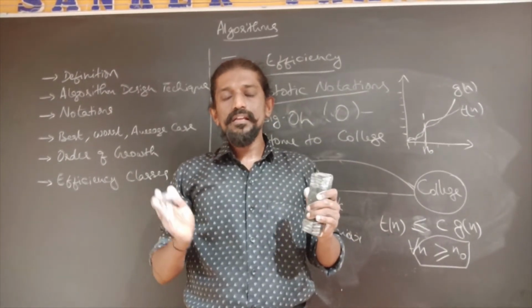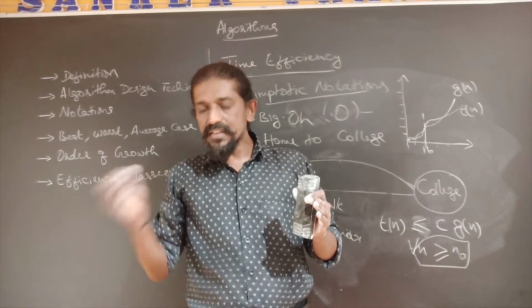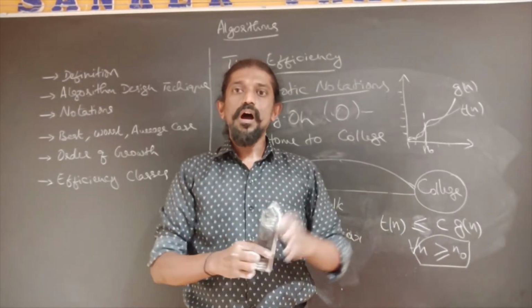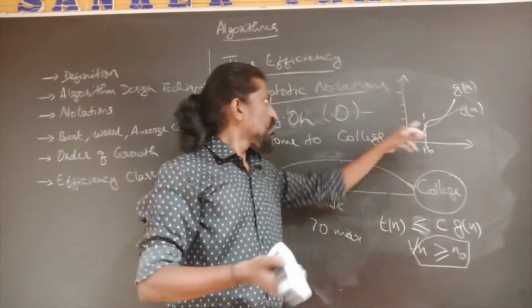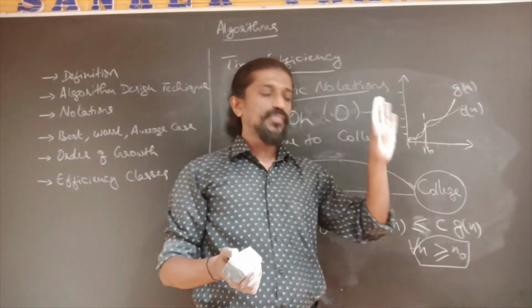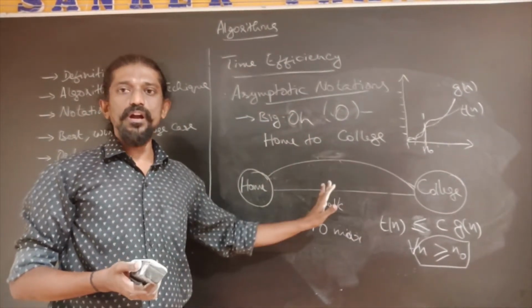Omega notation tells you the minimum effort that you have to put to solve a problem. Lesser than that, the problem cannot be solved, and more than that, O notation is not required. So more than this is not required to solve the problem. That is what we have to understand by this O and omega notation.